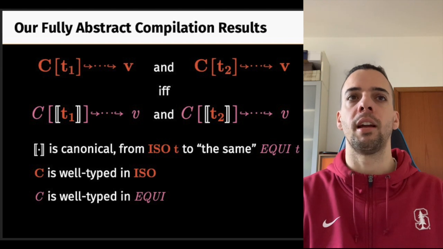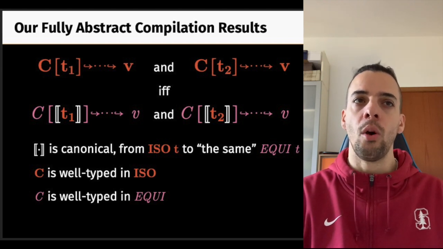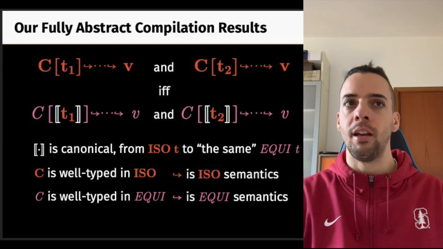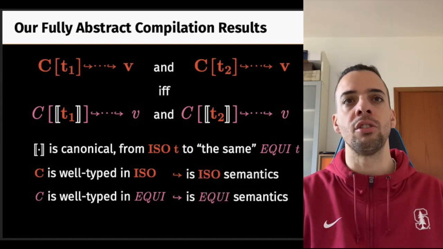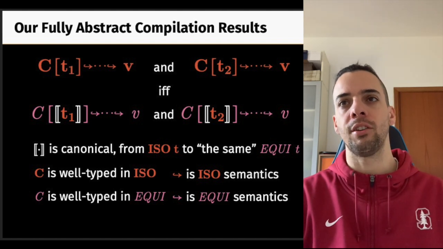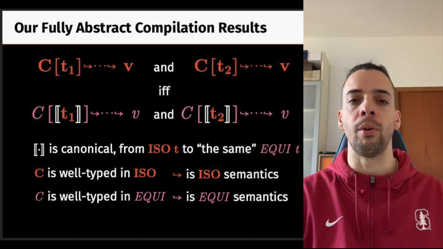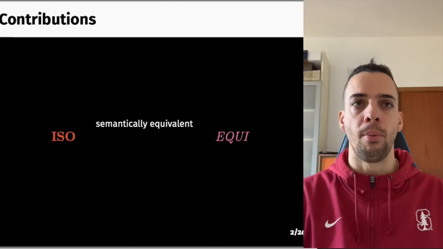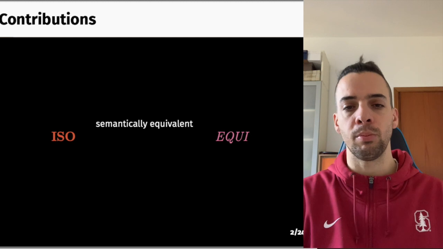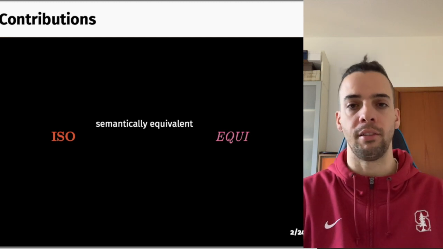By proving the canonical compiler is fully abstract, we are effectively taking the same term in the two languages and proving that all interactions over an interface in ISO are expressible as interactions over an interface in equi and vice versa. From this we can conclude that ISO and equi are equivalently expressive from a semantics perspective.